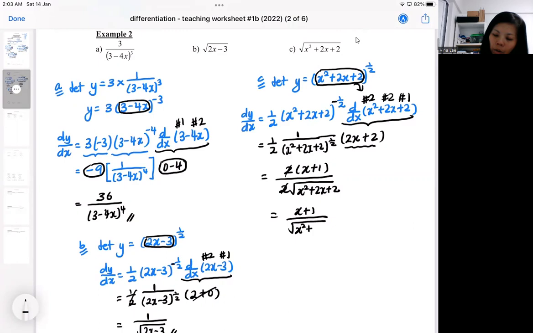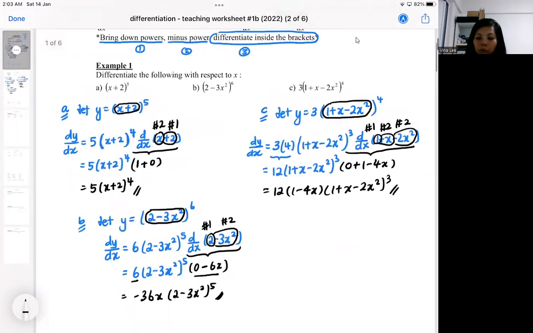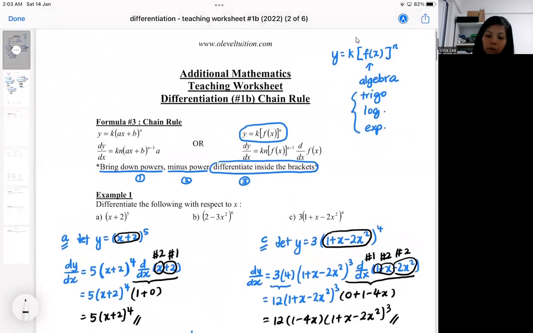So that is our chain rule. Okay, so bring down power, minus power, differentiate inside. So bear in mind, this one is meant for a function with power. The power can be negative, the power can be a fraction, or it can be a negative fraction as well. So the function inside most of the time will be algebra. So like I mentioned just now, it can be changed to trigo. You will see that under the trigo section.